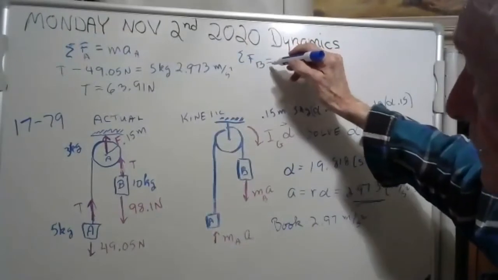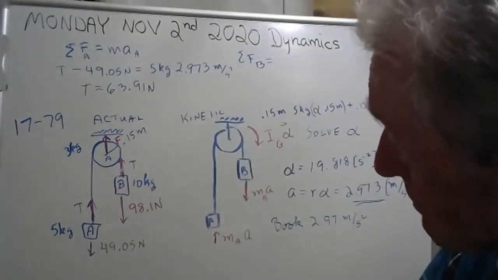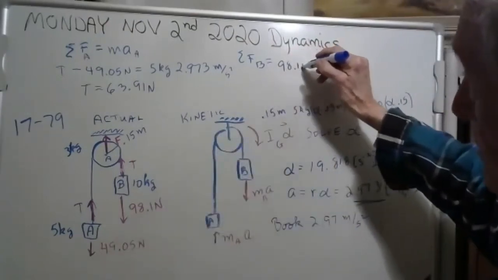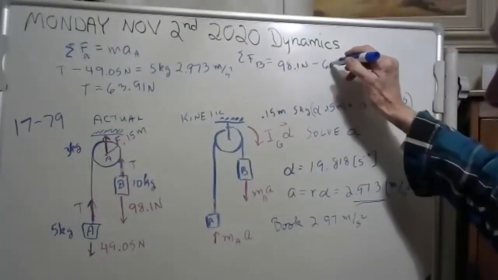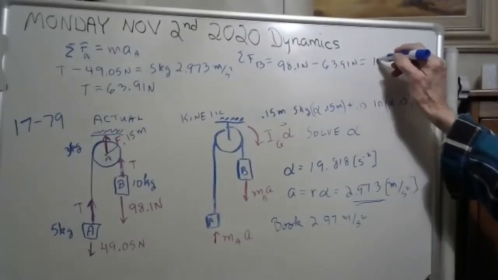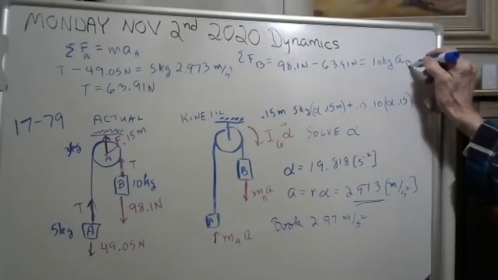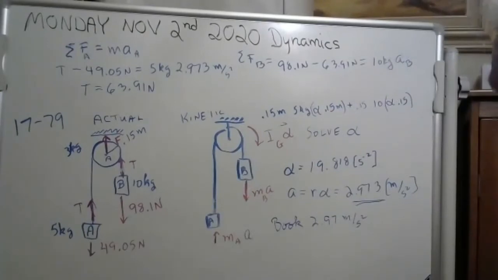On body B, well, now it's going down, right? Yeah, so I'm going to write that as 98.1 newtons minus my tension, which we think is 63.91, equals that mass times the acceleration of body B, which is the same as body A. Now solve that and see what we get. We better get the 2.973. Try it and see if it works.